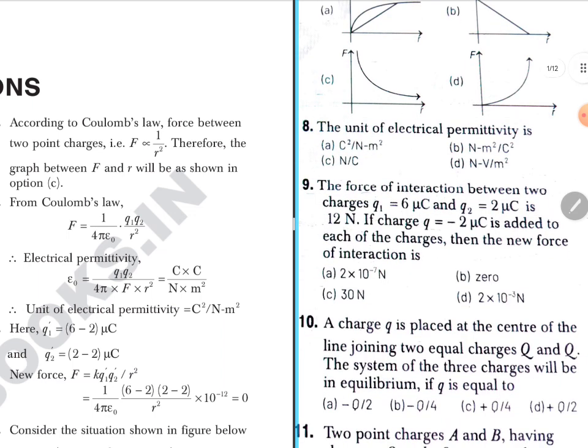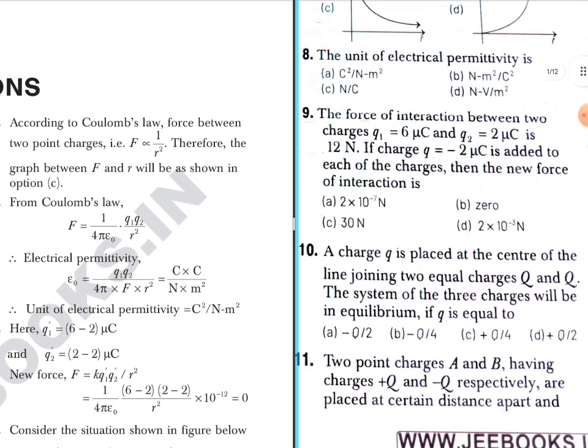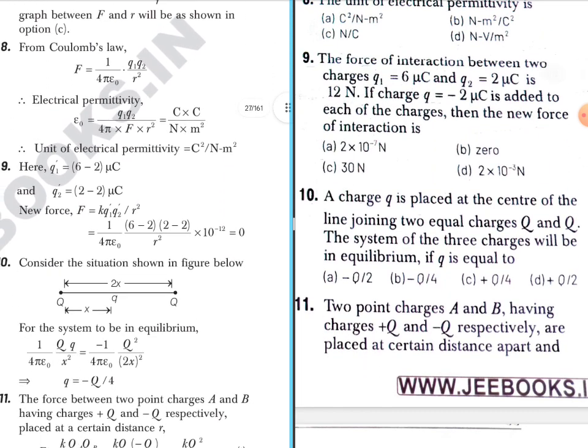So the next question: Q1 is 6 microcoulomb, Q2 is 2 microcoulomb. The initial force between them is 12 newtons. Now, if a charge Q equal to minus 2 microcoulomb is added to Q1 and Q2, the net charge on Q1 will be 6 minus 2, 4. The net charge on Q2 will be 2 minus 2, 0. And the new force will therefore become 0 because one of the charges itself becomes 0. So option number B is the right answer. Let's go to the next question.